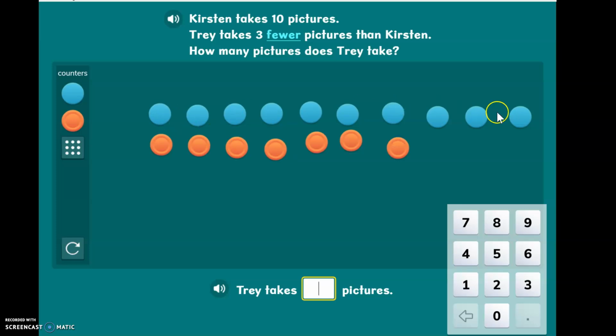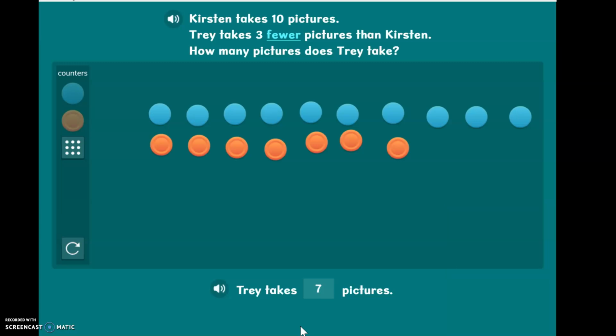Okay, so here's 10 of Kirsten. Trey takes 3 fewer pictures. So these 3 are the fewer pictures. 1, 2, 3. So the orange counters represent Trey's pictures. And then I know that 10 minus 3 equals 7. So let's double check. 1, 2, 3, 4, 5, 6, 7. Good going!